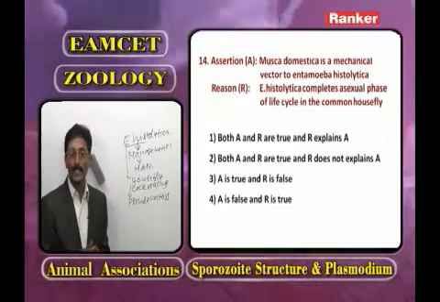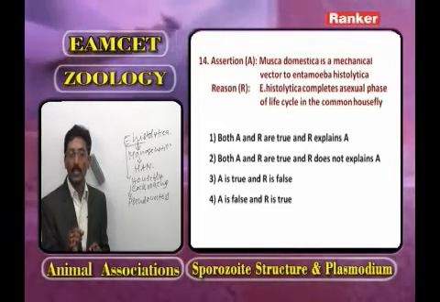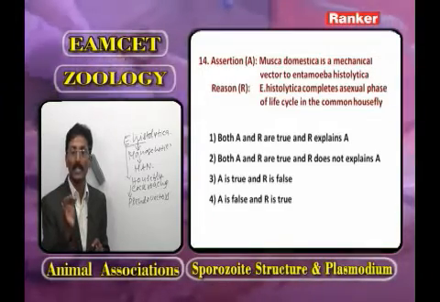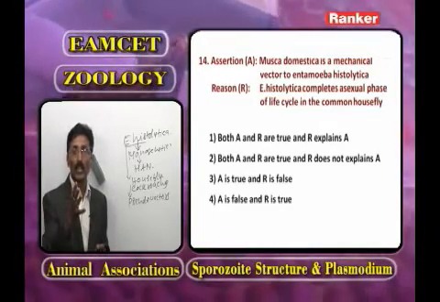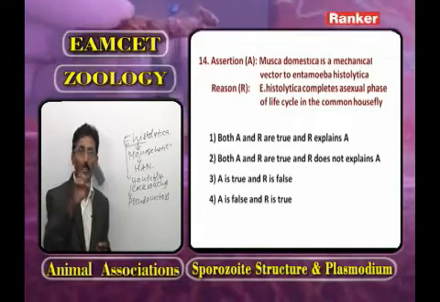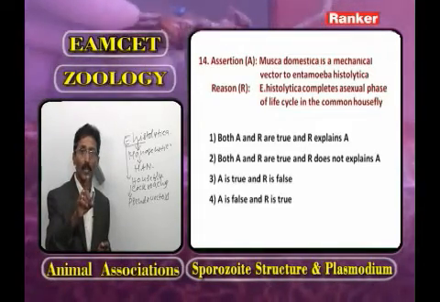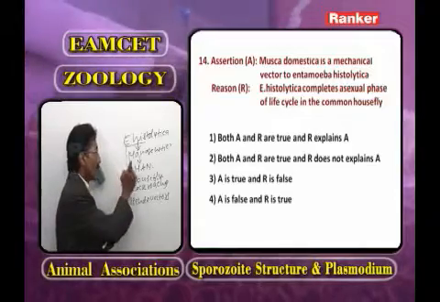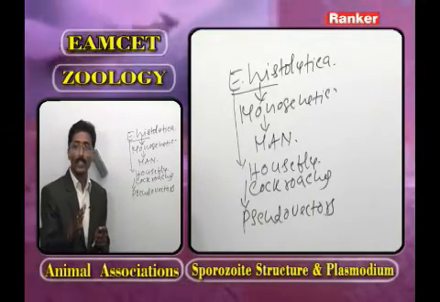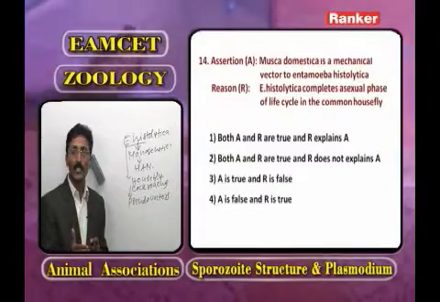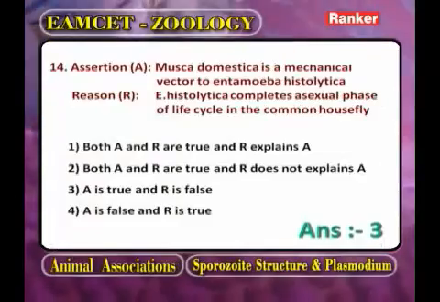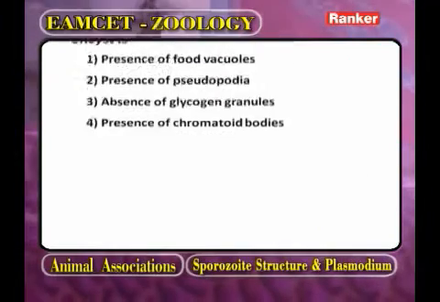Now, what is the reason? Entamoeba histolytica completes a sexual phase of life cycle in the common housefly. We should not explain an asexual cycle in Entamoeba histolytica. Always, Entamoeba histolytica completes its life history only in the body of man. Now, based on this information, what is the correct answer? Here the assertion is true and the reason is false. Now, we go for the next question.